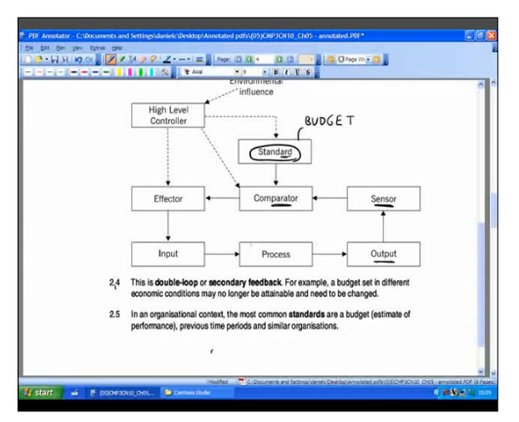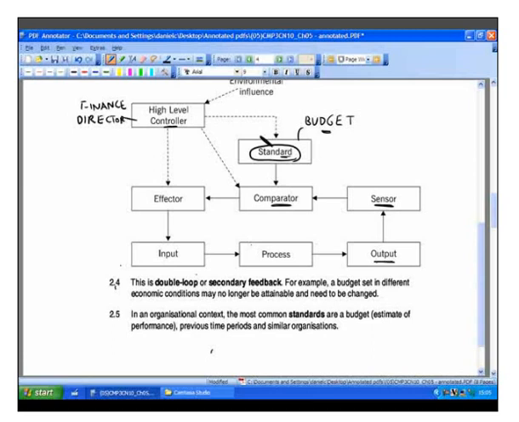And maybe the performance is coming in below budget, but then perhaps the budget was put together in better economic times, so the budget itself might be unrealistic. The high-level controller at this point, let's say the finance director, might take a decision that actually the budget just isn't realistic anymore and needs to be revised downwards. The standard can then be revised downwards.